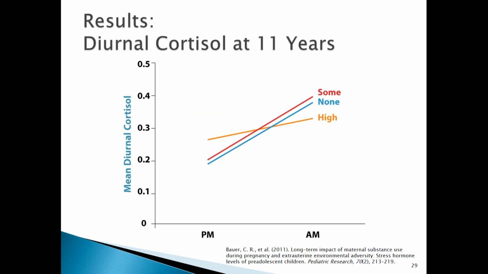So here are the results. This is a little different than the graph I showed you previously, but what we're looking for here is that we expect the evening cortisol to be lowest and then a sharp rise up to the morning cortisol. We see that those with no exposure or some exposure follow that expected pattern. However, those with high prenatal cocaine exposure have a pattern that flattens out, their curve flattens out. So they're not experiencing that big increase like they should.